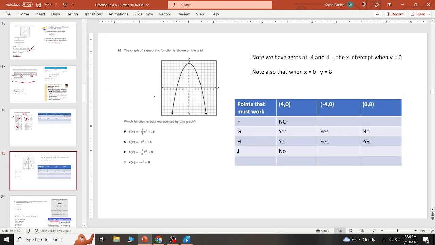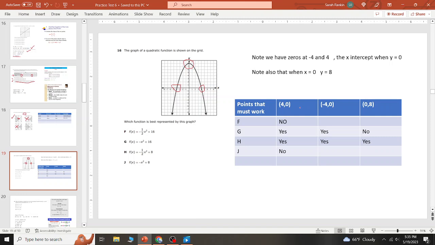The graph of the quadratic is on the graph below. Which function best represents the graph? Well, again, note that we have zeros at -4 and at 4. And note that we have a y-intercept at 0, 8. So we can test some of these points, right? All these points have to be on the line.